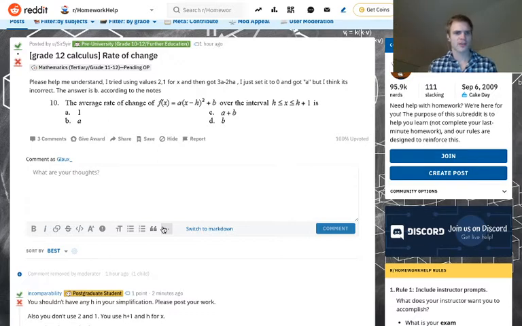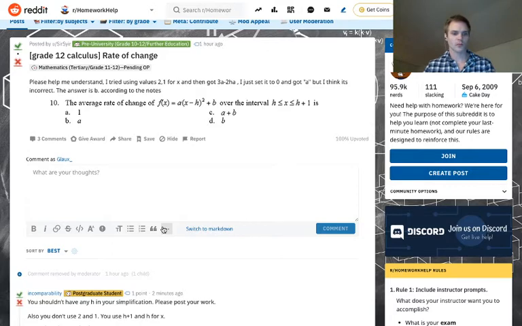It says the average rate of change of f of x, which is equal to a times the quantity of x minus h squared plus b, over the interval h less than or equal to x less than or equal to h plus 1, is one of these four options.